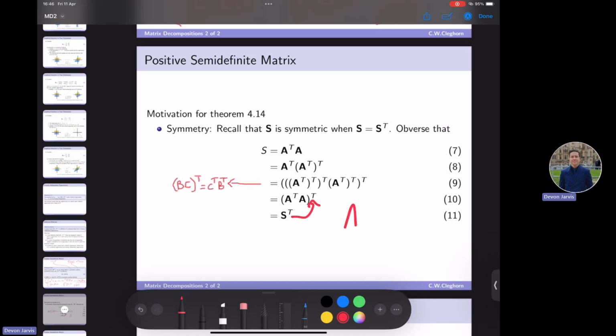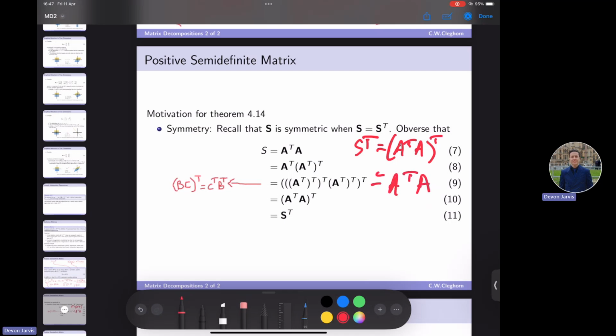But we know that there's this property that (AB) transposed is equal to B transposed A transposed, which is essentially what they're applying on that line above, plus a whole bunch of unnecessary transposes. I don't think it's necessary to do that, but anyway, it's in the slides. This is a very easy proof and not one that will be asked. All you would have to say is S transposed is equal to (A transposed A) transposed, which is equal to A transposed A.